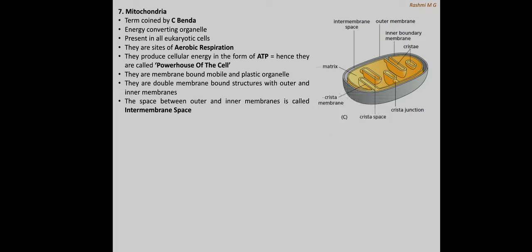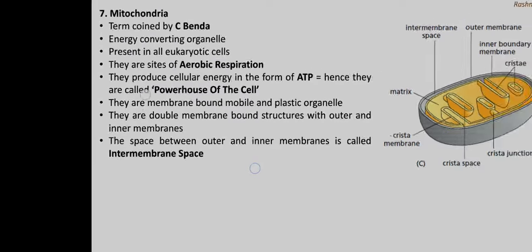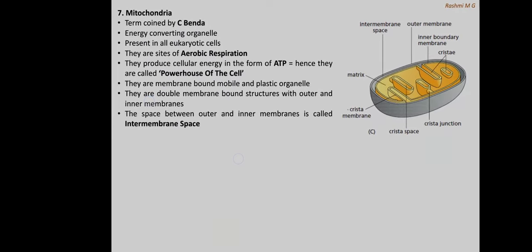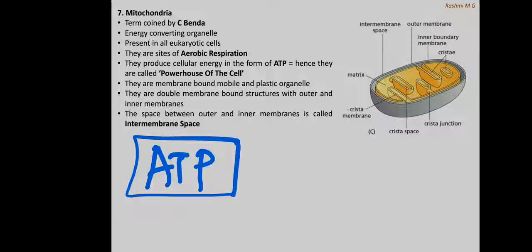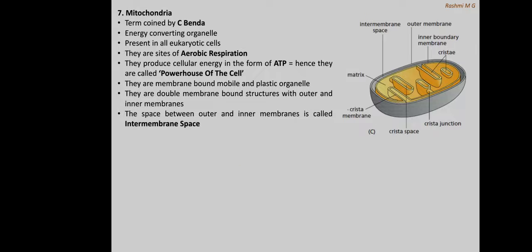So the next important organelle is mitochondria. It is famously called the powerhouse of the cell. The term mitochondria was coined by C. Bender. It is an energy converting organelle where it produces energy currency called ATP, which is very important for plant and animal metabolism. Mitochondria is present in both animal and plant cells. They produce cellular energy in the form of ATP, and they are the sites of aerobic respiration. They are membrane bound, mobile and plastic organelles.